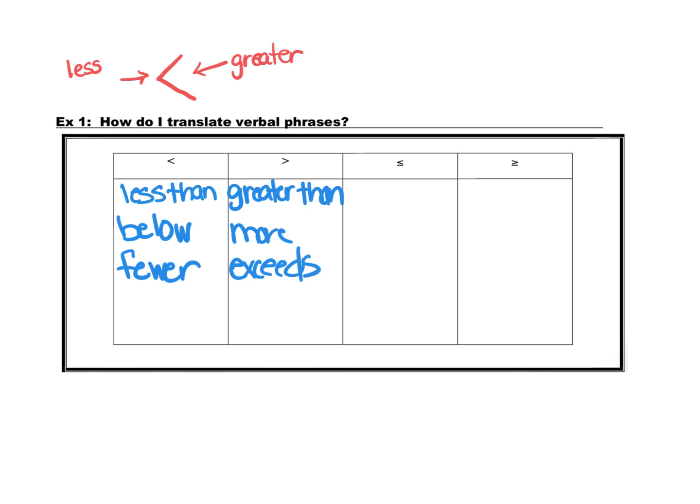All right, so now notice that the next two inequalities have lines under them. What that line underneath means is that it's also going to be equal to. So here we're coming upon the small side, and we've got the equal sign underneath it, so it's less than or equal to. Some other words that we use to describe less than or equal to are no more than, at most, and maximum.